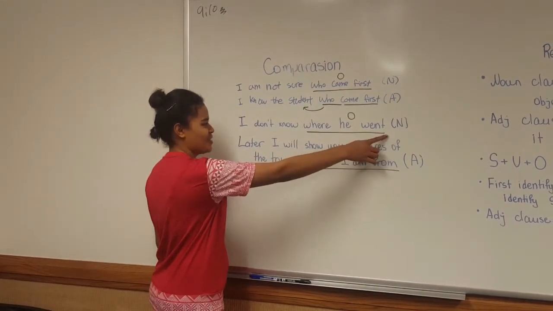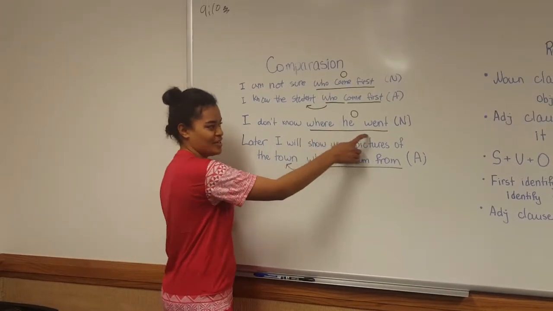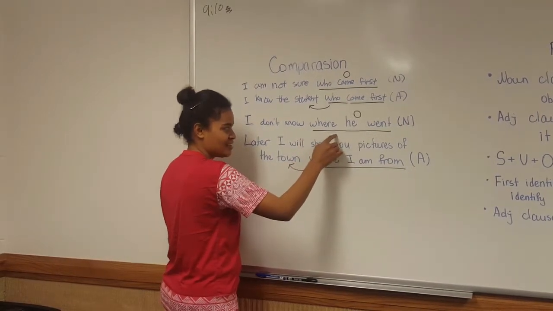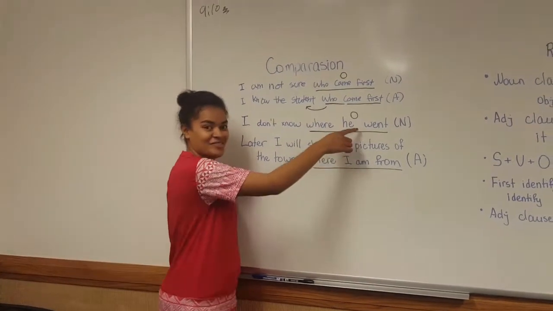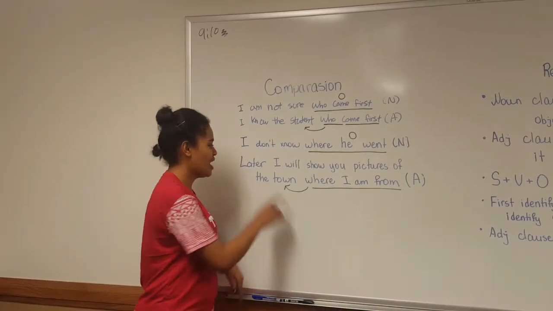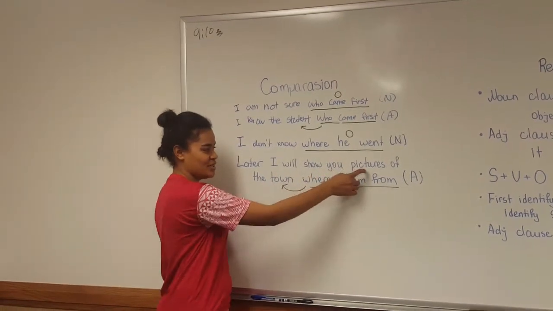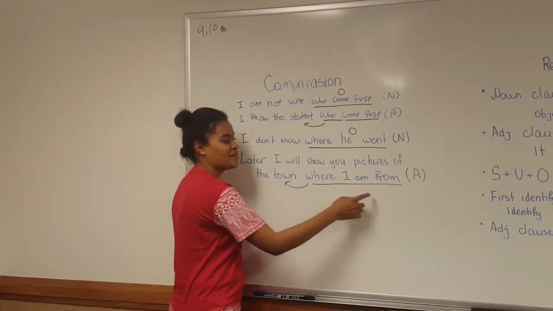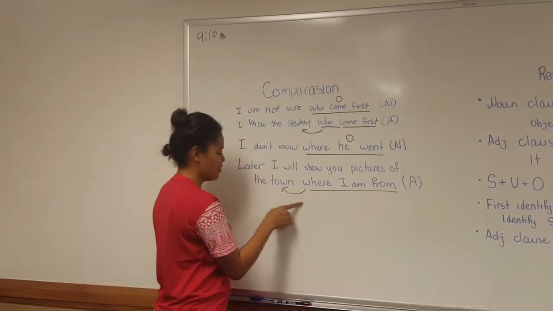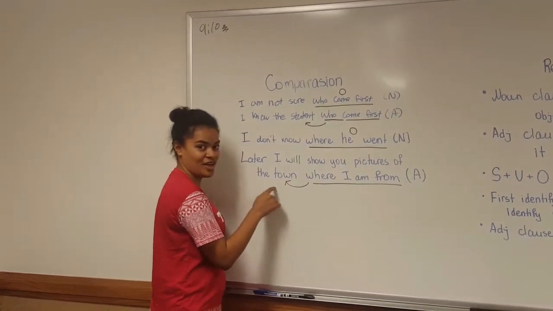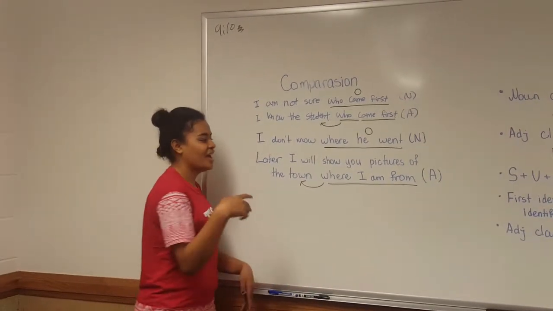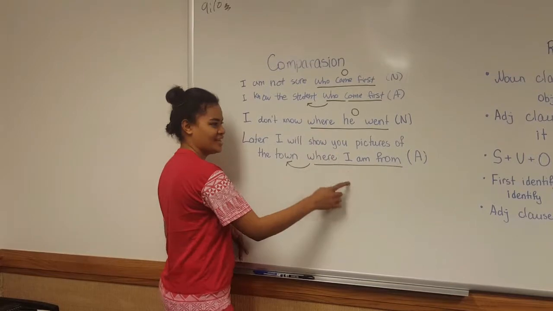Another example for noun clause. I don't know where he went. Where he went is the noun clause, which is a dependent clause functioning as an object. The last example is an example for adjective clause. Later, I will show you pictures of the town where I am from. Where I am from is the adjective clause, referring to the noun, which is the antecedent, which means the antecedent always comes first before the adjective clause.